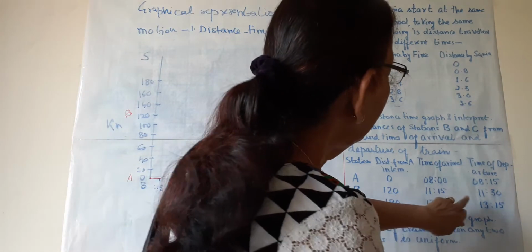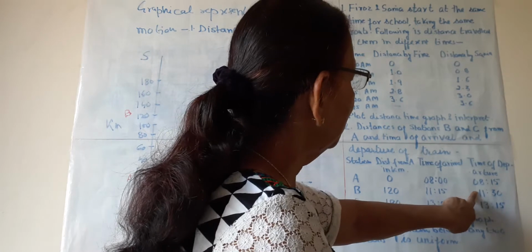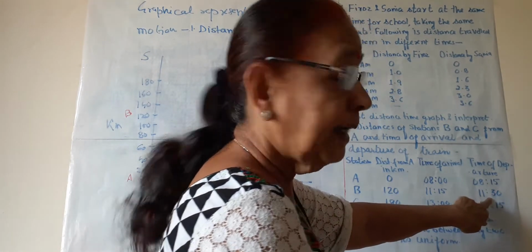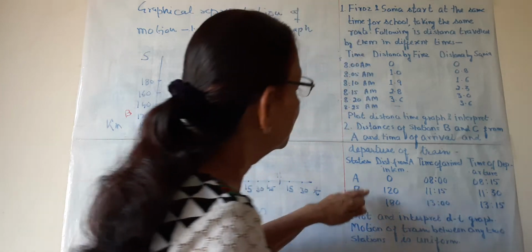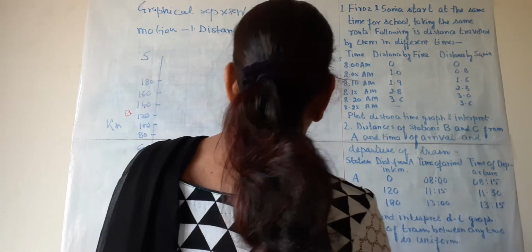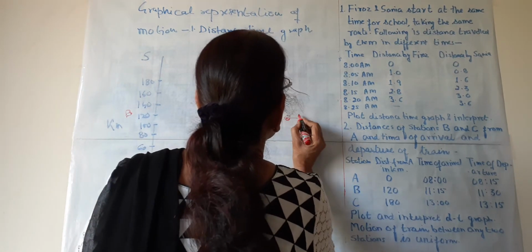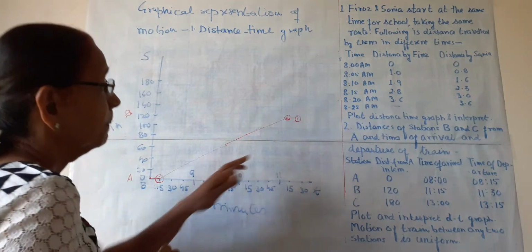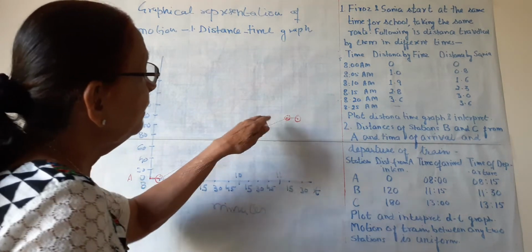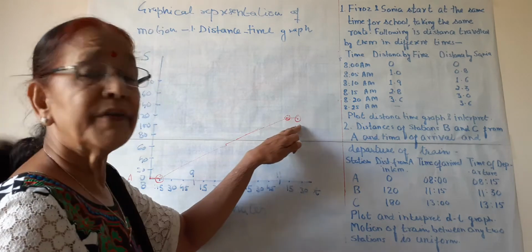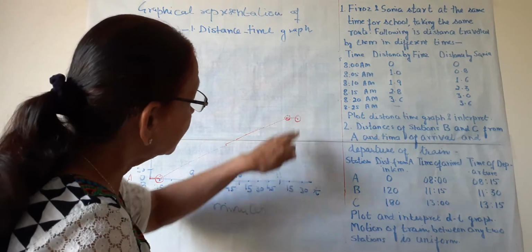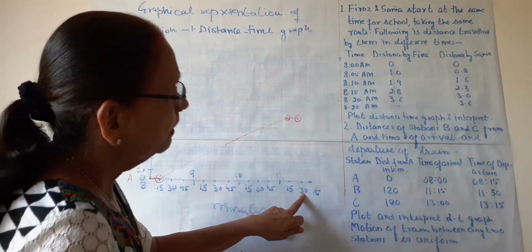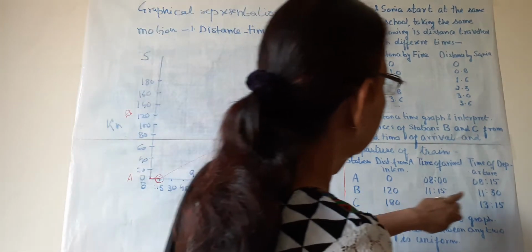Now at B, train halts for 15 minutes. 15 minutes, arrival 15, departure 30. It means train is at station B for 15 minutes up to 30. It is not moving, so the line will be parallel to this, train at rest. So at the same distance, 120 up to 11:30.